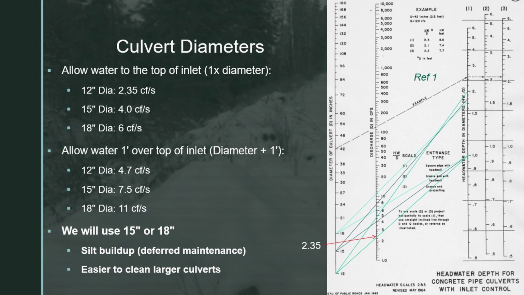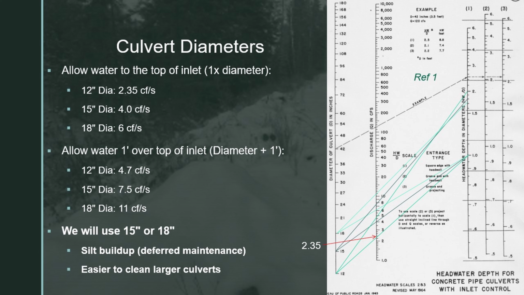So if we allow water to never go above the top of the inlet of each culvert, that's that first block of data, and that's a 12-inch culvert gives you 2.3 cubic feet a second. A 15-inch culvert gives you 4, and an 18 gives you 6. If we allow that water to go a foot above each culvert, the 12-inch culvert now gives you 4.7 cubic feet per second. The 15 gives you 7.5, and the 18 gives you 11 cubic feet per second.